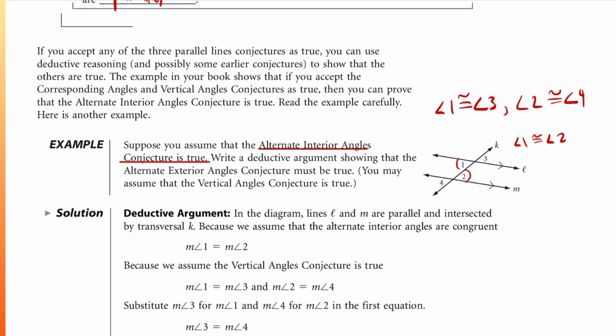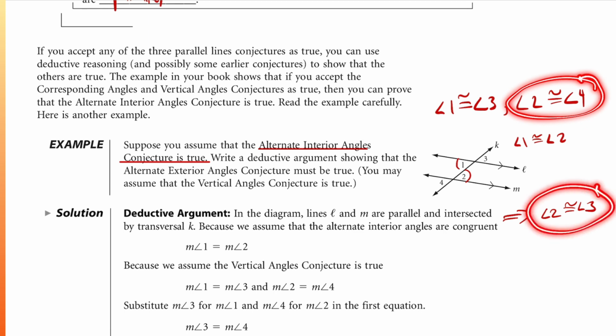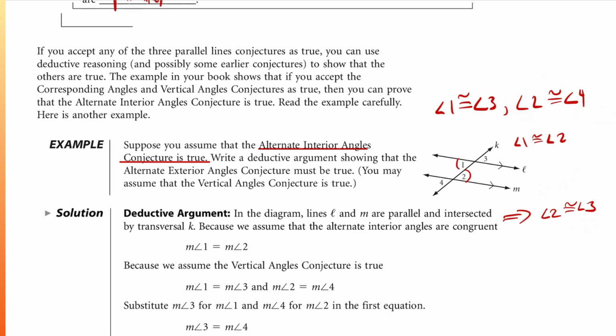All right, write a deductive argument showing the alternate exterior angles are congruent. So we're trying to show that alternate exterior, these two, are also congruent. So we need to show that 3 is equal to 4. Well, we did that: angle 2 is congruent to angle 3. And since angle 2 is congruent to angle 4, and angle 2 is congruent to angle 3, therefore angle 3 and angle 4 must be congruent. And that's what we're trying to show. We're trying to show that alternate exterior angles are congruent, and we've shown that.